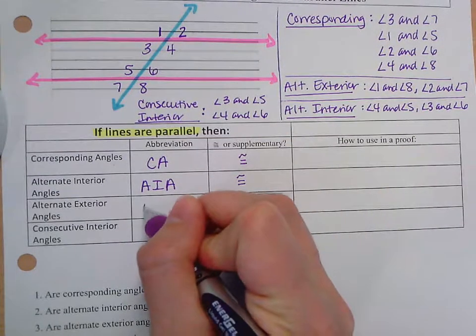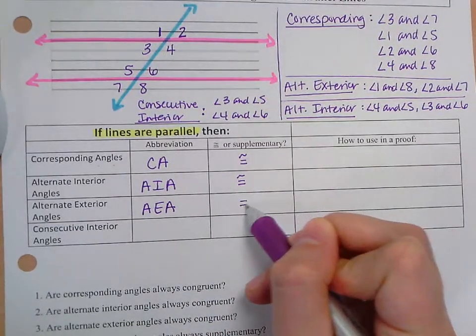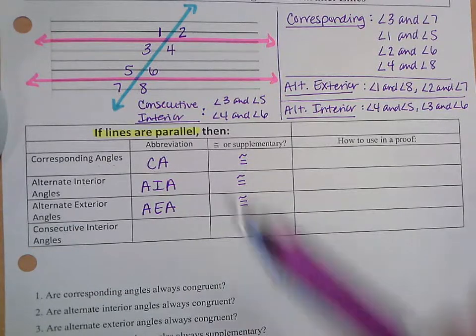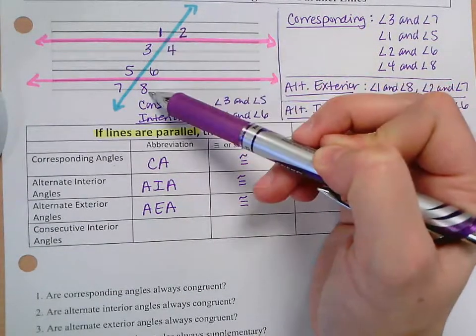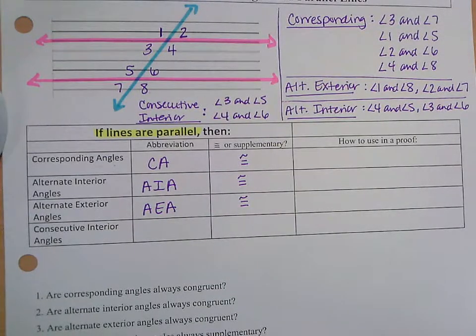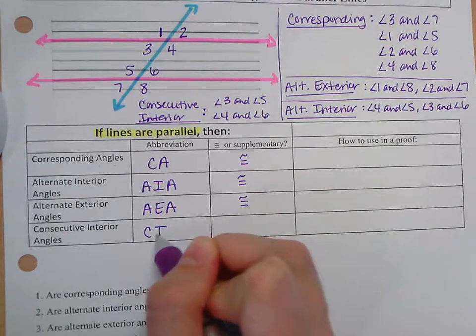Alternate exterior, so AEA, they are also always congruent. So in our diagram, in our picture, angles 1 and 8 are congruent and 2 and 7 are congruent to each other. And then consecutive interior angles, CIA.